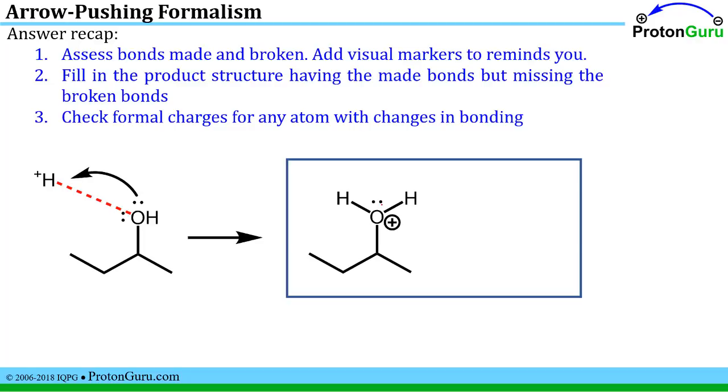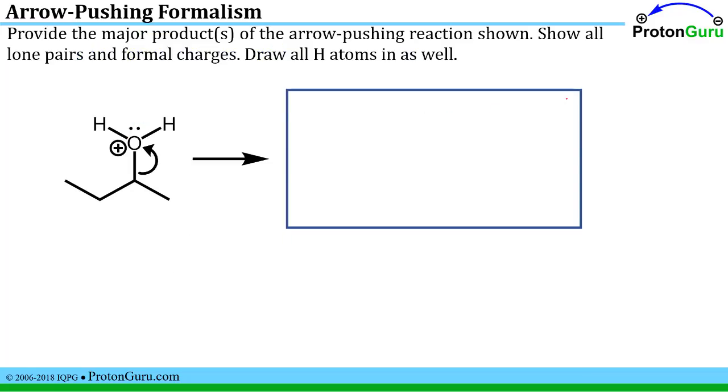So we'll do a few more of these in this video, and the procedure you'll want to follow is to assess which bonds should be made and broken on going from the starting material to product. Add some visual markers to remind you about this so that when you draw your product it's a little easier. And then you can fill in the product structure, having all the new bonds that you made, like in this case, but missing the bonds that are broken. And then check the formal charges of any atoms that were involved in changes in bonding. So let's apply these techniques to this next problem.